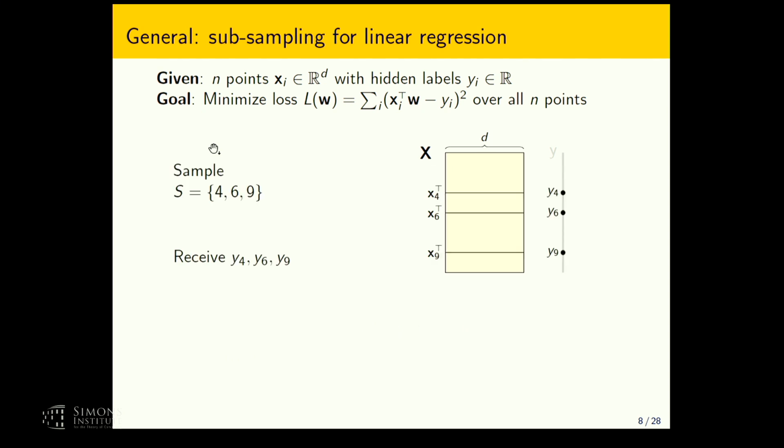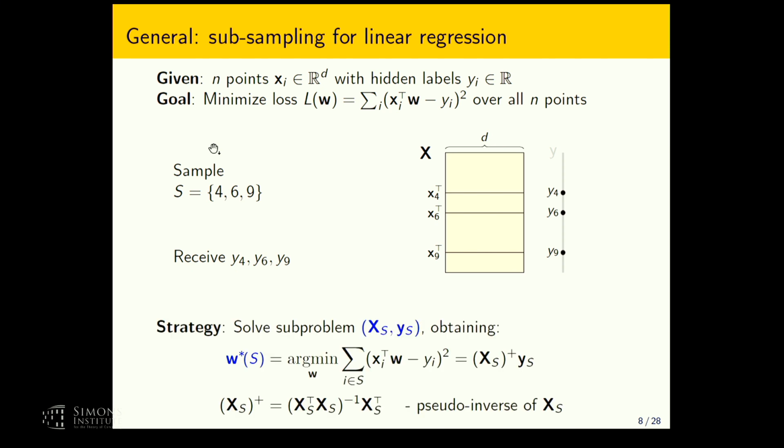So we want to sample a set of indices S, and then receive labels for those indices. The natural way to proceed, once we have the sample, is to just solve the least squares problem for the subsample. That can be written in closed form as a pseudo-inverse of the submatrix X sub S.